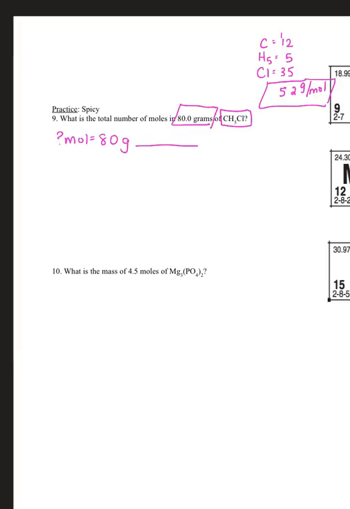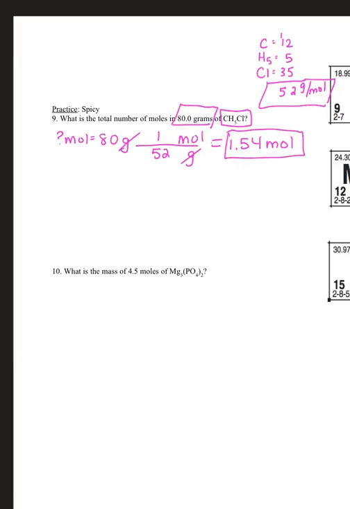And now let's use the conversion factor from the molar mass. I have 52 grams, grams cancel gram, in every 1 mole. Okay, math time in the calculator. 80 times 1 is 80, and 80 divided by 52 is equal to about 1.54 moles.